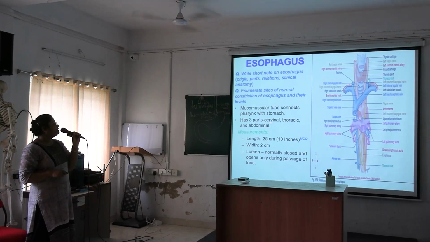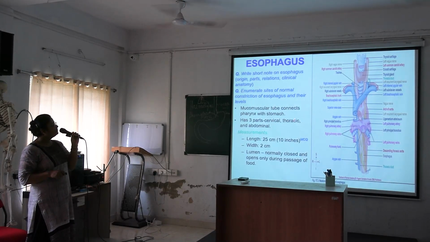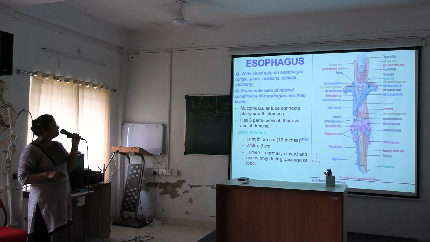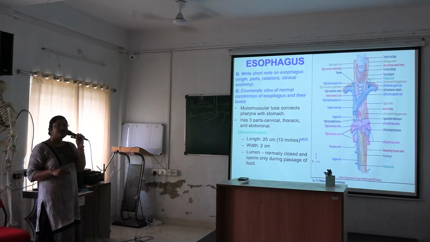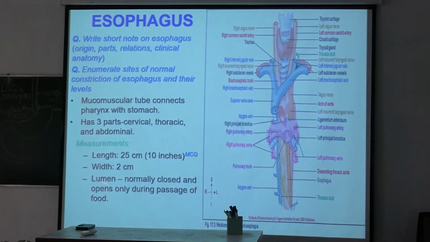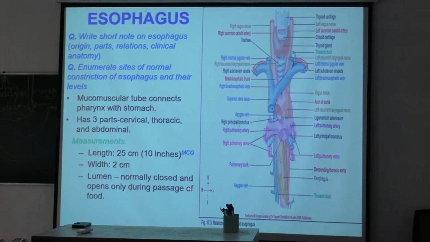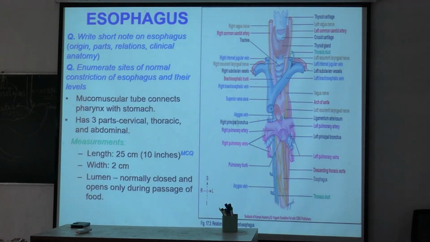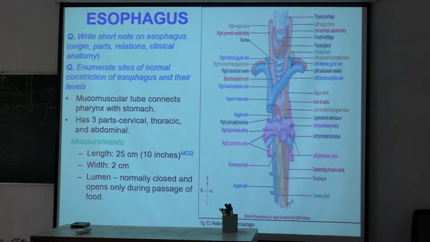It has three parts: the cervical part, the thoracic part, and the abdominal part. And these are the measurements of the esophagus. Length is about 10 inches or 25 centimeters. Width is about 2 centimeters, and its lumen is normally closed and opens only during the passage of food. That's why during the mediastinum dissection in the posterior mediastinum, we have seen the esophagus as a flattened muscular tube.